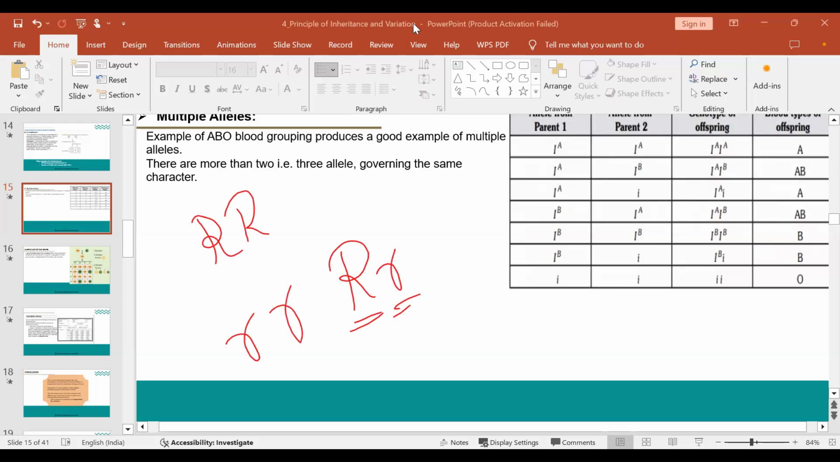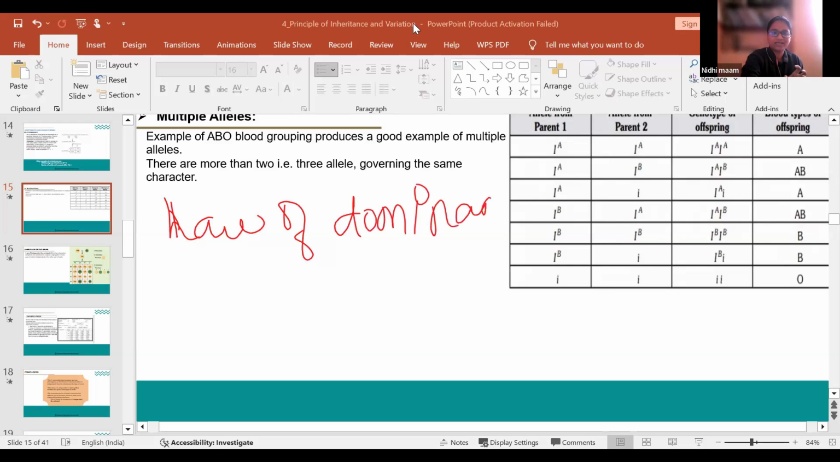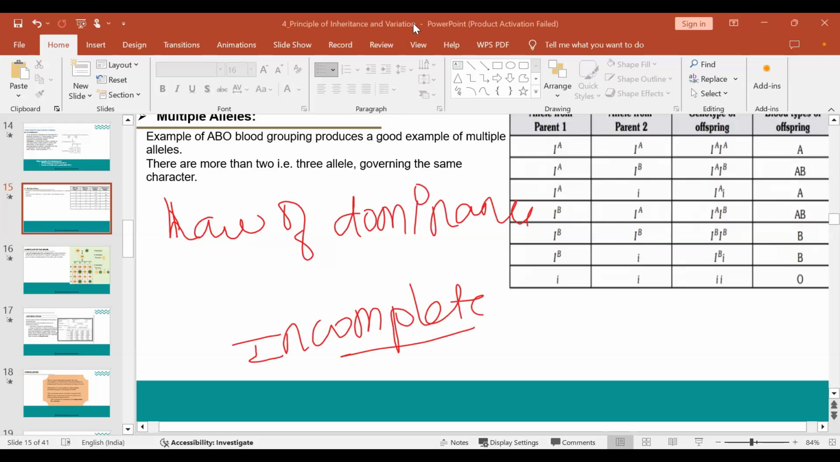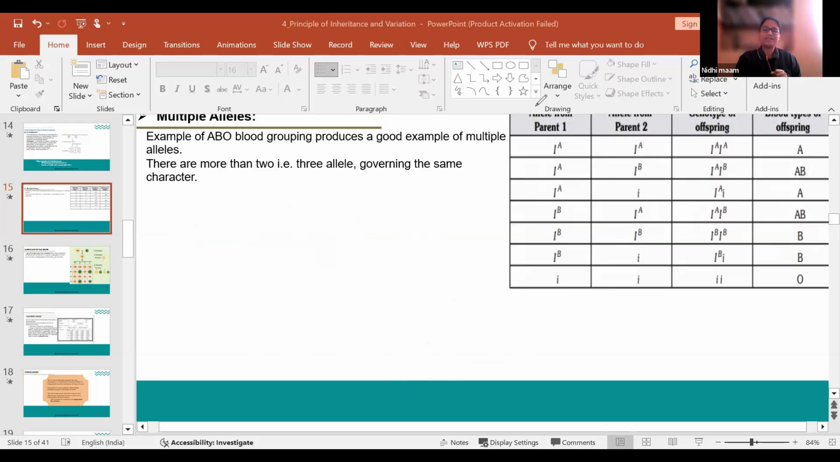Now, what is the difference between the law of dominance and incomplete dominance? Tell me the ratio. What difference do you see between the two? The phenotypic ratio in the law of dominance is 3:1. Very good. What about incomplete dominance? It is 1:2:1. Very good. Sharan Kumar and Yamuna Gowda are active on the chat box. Good going.